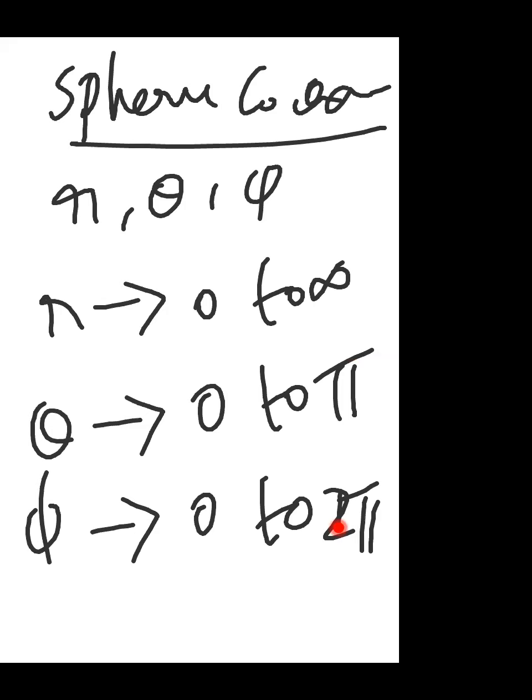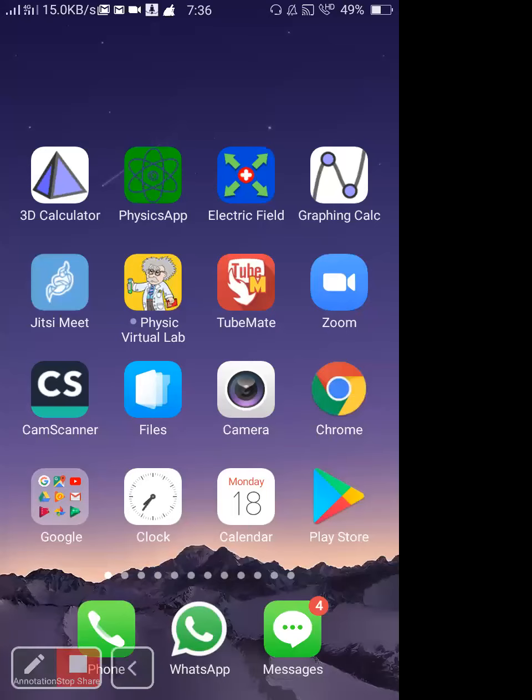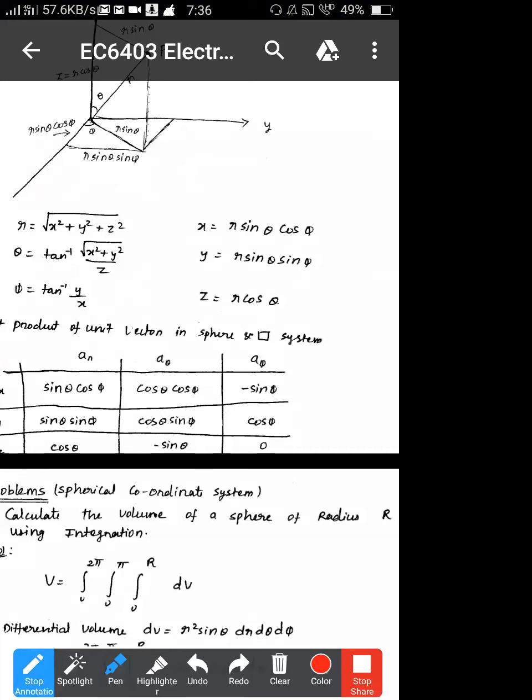And again, in the last class, we have seen the relation between the spherical coordinate system and the rectangular or Cartesian coordinate system. The relation between spherical and rectangular coordinate system is like this. Okay, this is the relation. Please note down this equation in your notes, if not already done.